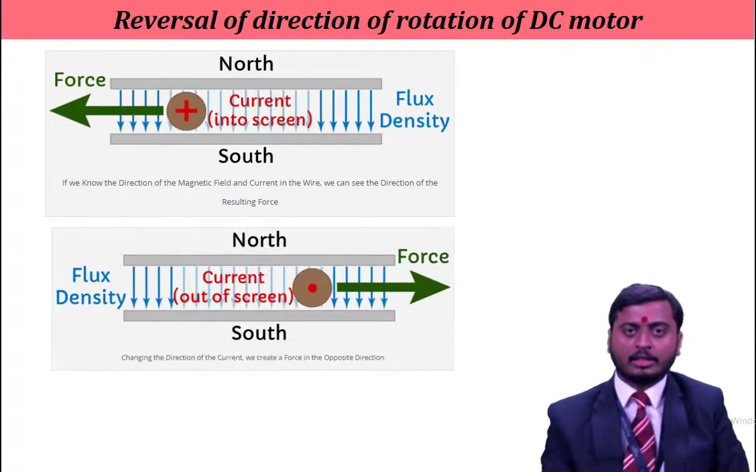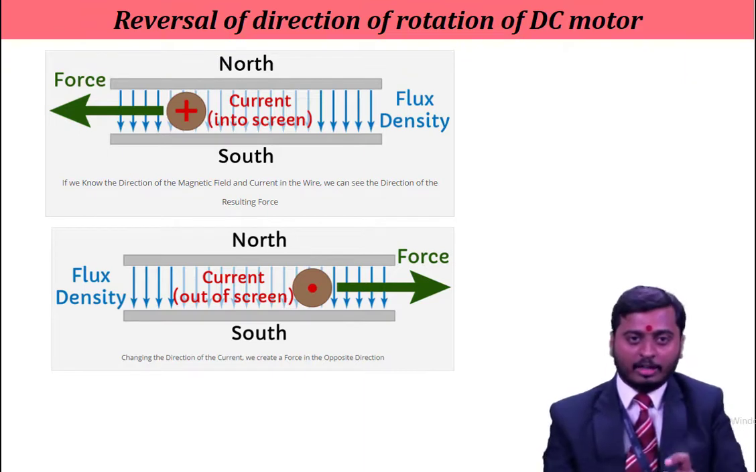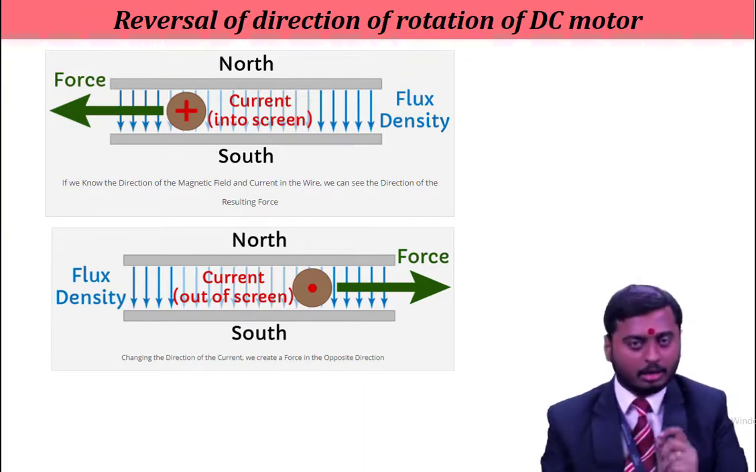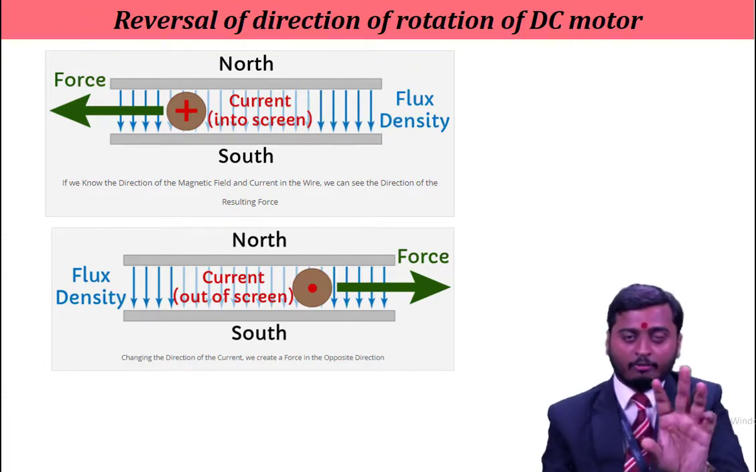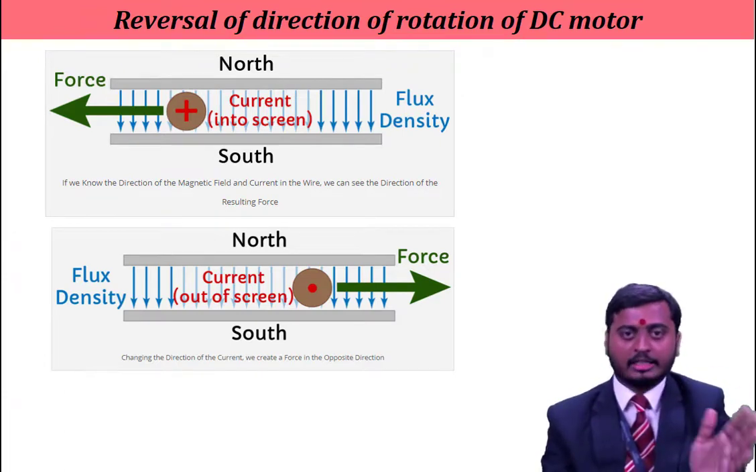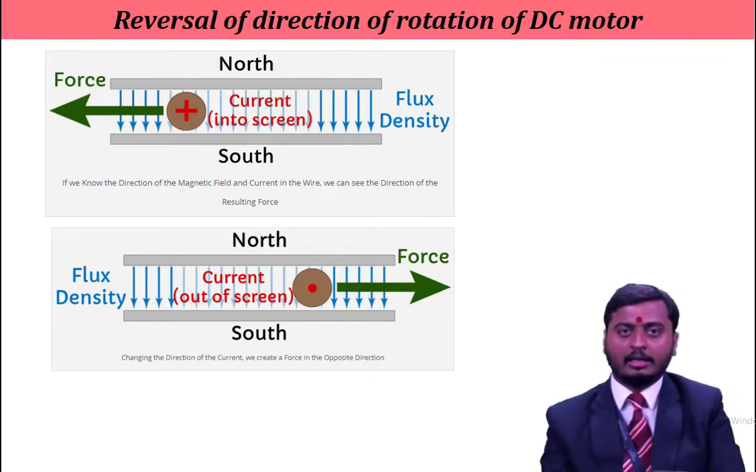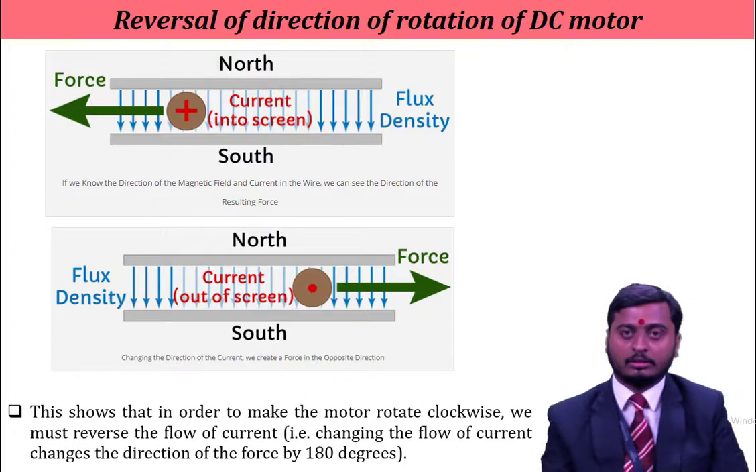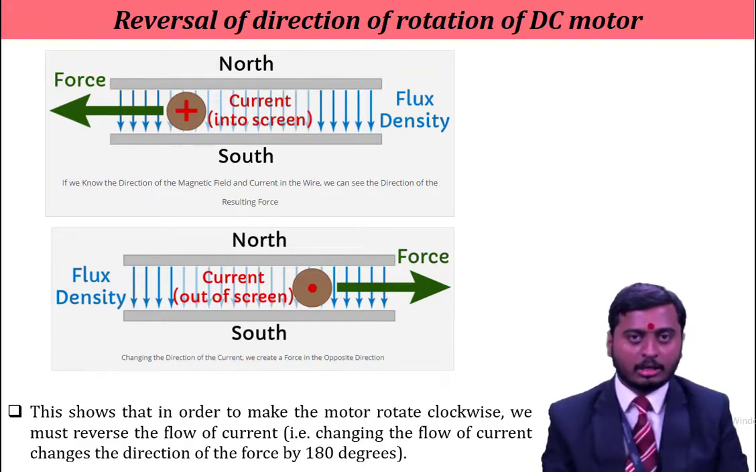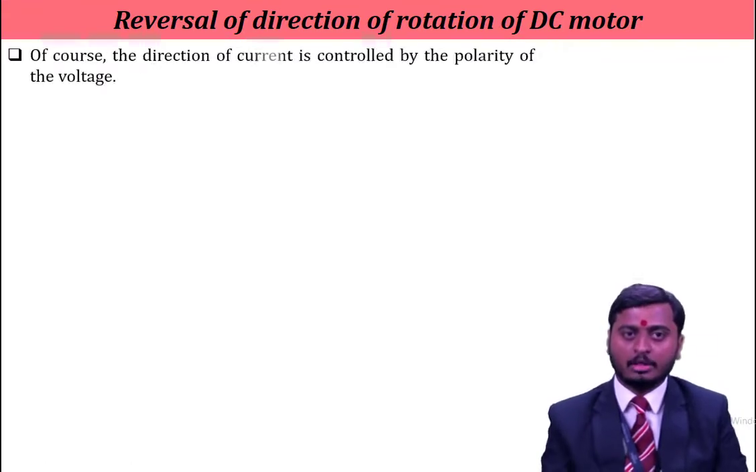So if you observe these two diagrams carefully, we can change the direction of the current. How? By changing the force, we can change the direction of the current. And whenever the direction of the current is changed, then obviously the motor will rotate either in a clockwise direction or an anti-clockwise direction. Now how to make this happen? In order to make the motor rotate in the opposite direction, we must reverse the flow of the current. That is, changing the flow of the current in turn changes the direction of the force by exactly 180 degrees opposite. So how to do this?